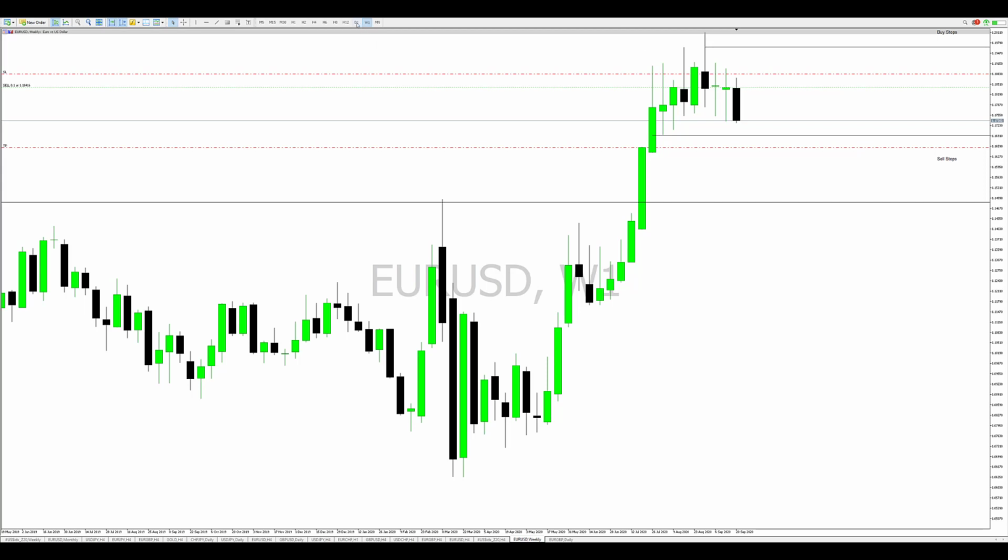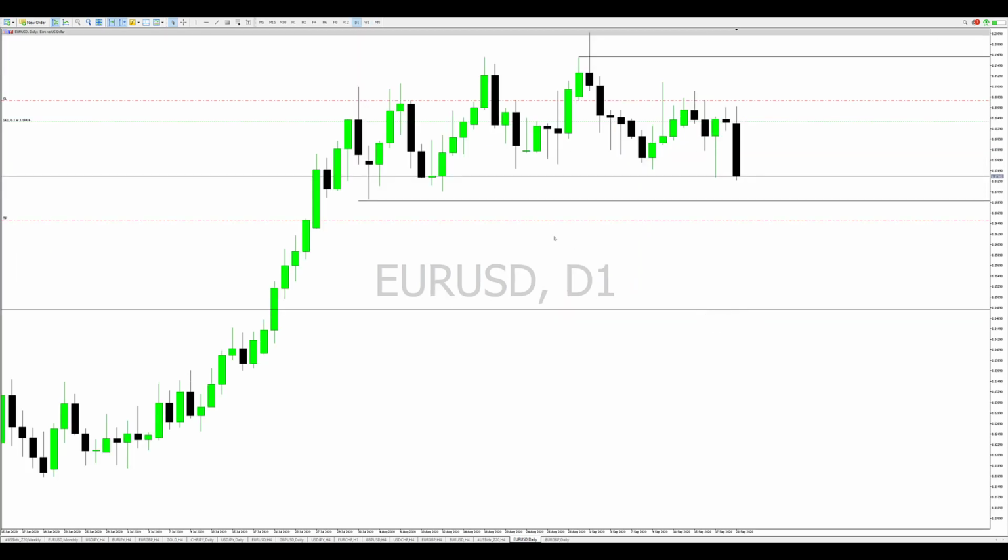Now I'm going to go to a daily chart. You would have seen already that, okay, the market is showing us some signs that it needs to trade lower, but it hasn't found that momentum yet. Now on the daily, things become more interesting, right?